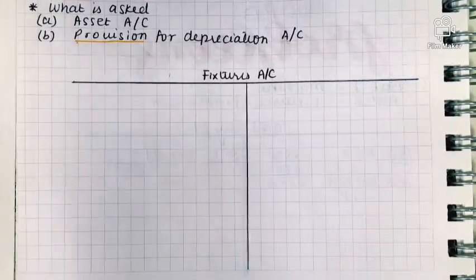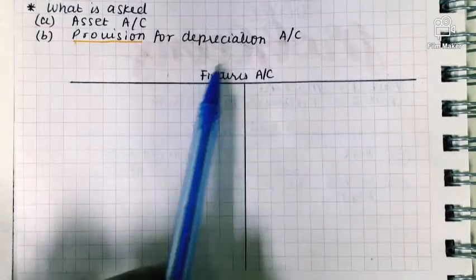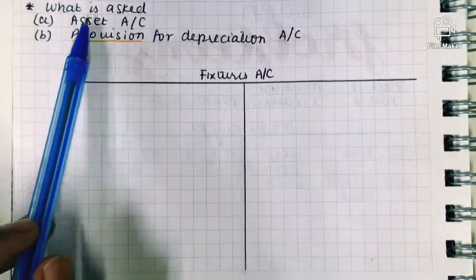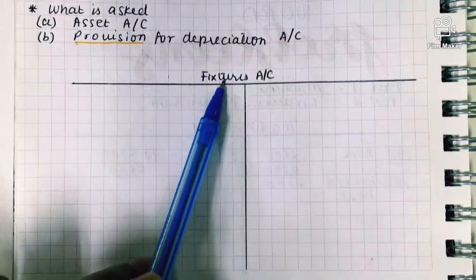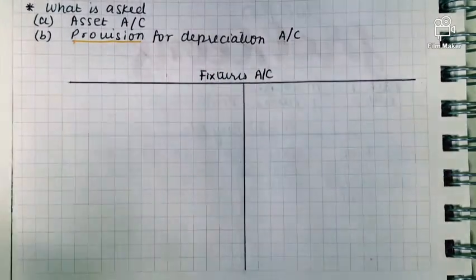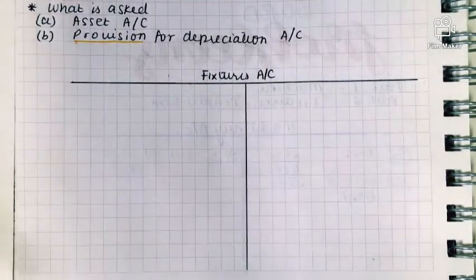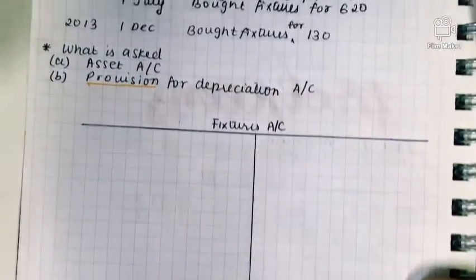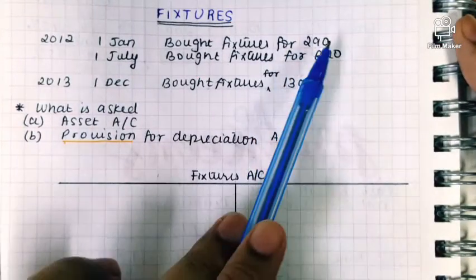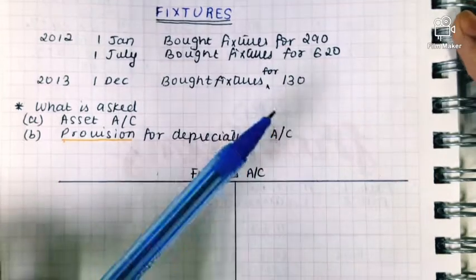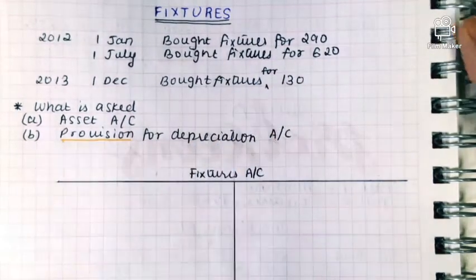Now we're going to be moving on to making the first thing that's asked in the question, which is the asset account, meaning the fixtures account. This account is basically the easiest one because all you have to do is write down these amounts, just copy them down like this, and we don't have to do much calculation here. So let's start.